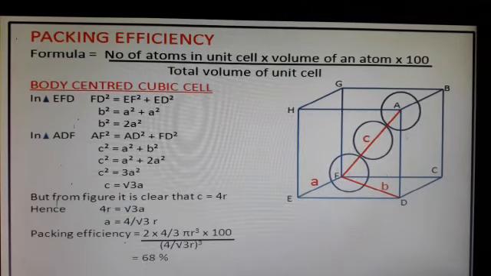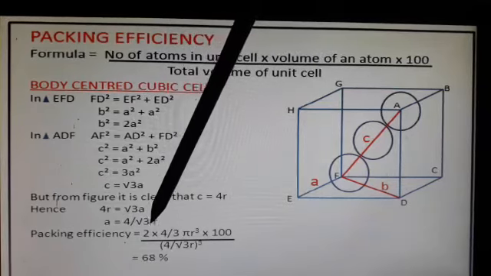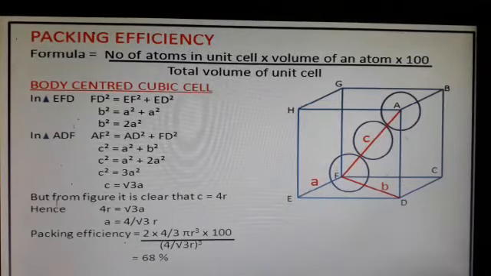So packing efficiency means number of atoms in body centered, BCC, B for bi, means 2. So number of atoms are 2. Volume of an atom, again 4 by 3 pi r cube into 100 divided by total volume of cell. Volume is equal to A cube, and the value of A is 4 by under root 3R. It means cube this one. So you solve this, you will find 68%. So it means the packing efficiency in BCC is 68%.